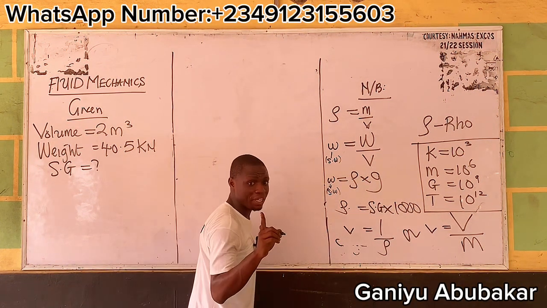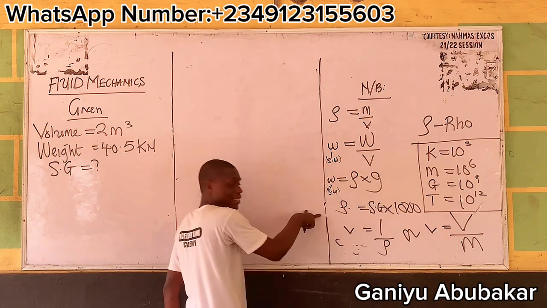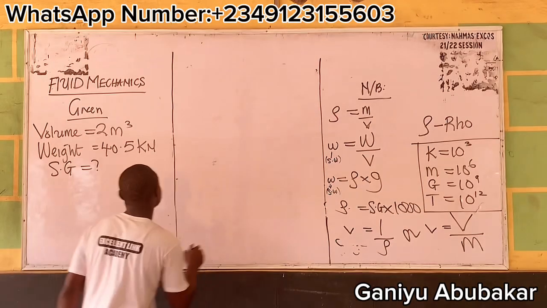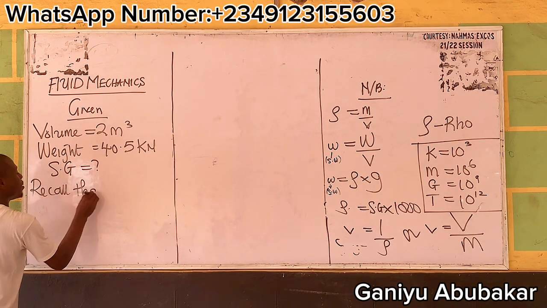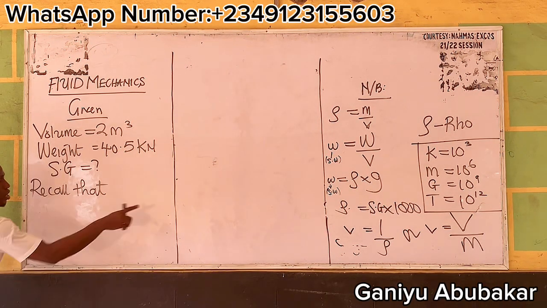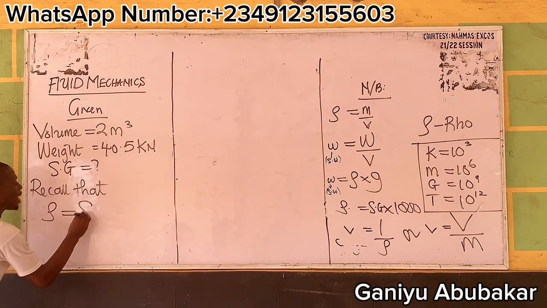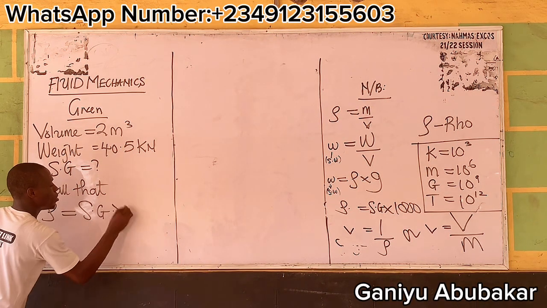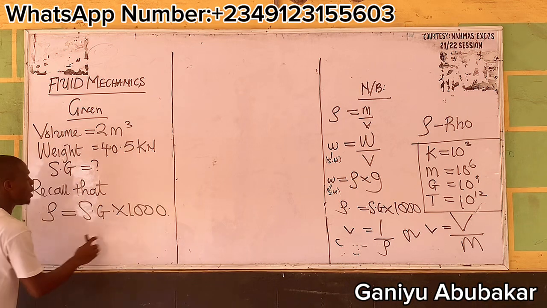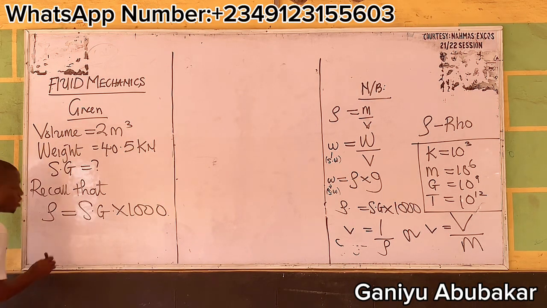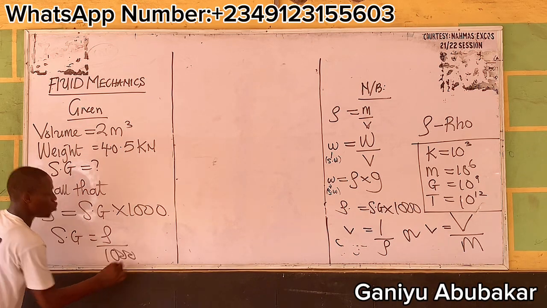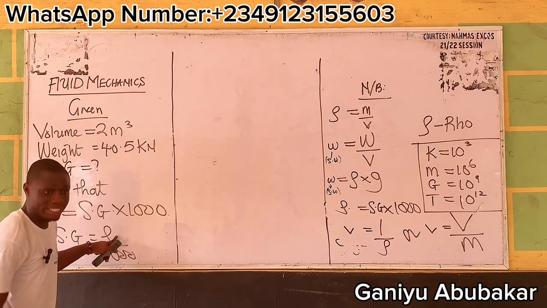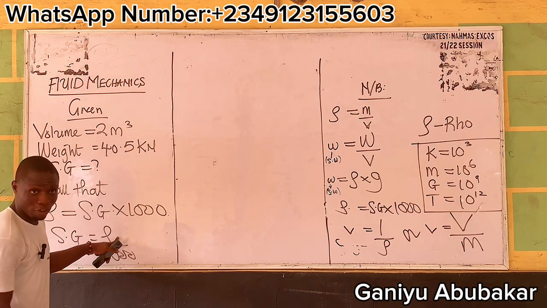I look for SG. I can find SG only in this place. So I'll now recall that SG, that rho is what? SG is rho over 1000. Let's look at what we are looking for. My task is to get rho, and then solve, and I'm done.